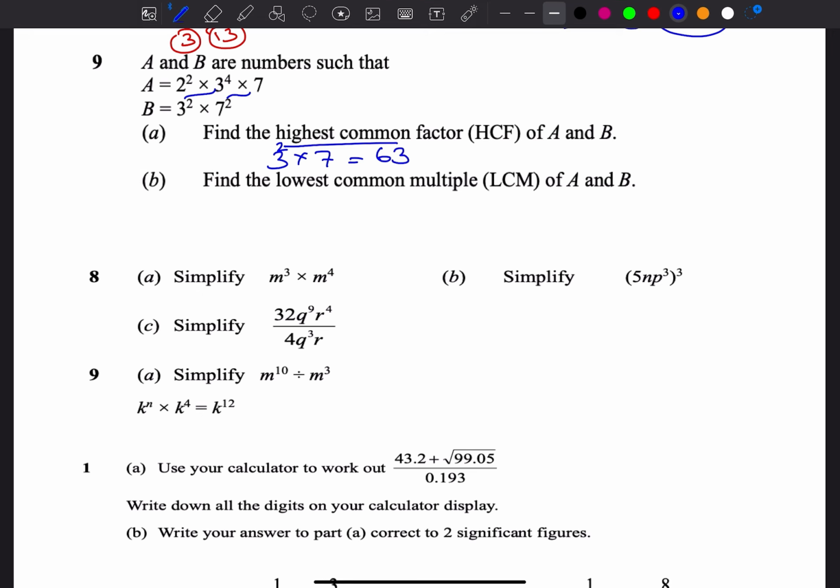The lowest common multiple is every number's highest power. Every number, but the highest power. So 2 to the power 2, 3 to the power 4, 7 to the power 2. I'm going to put that on a calculator. 15876. Cool.